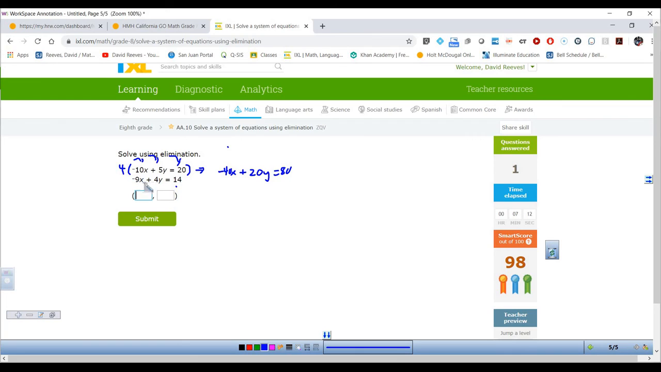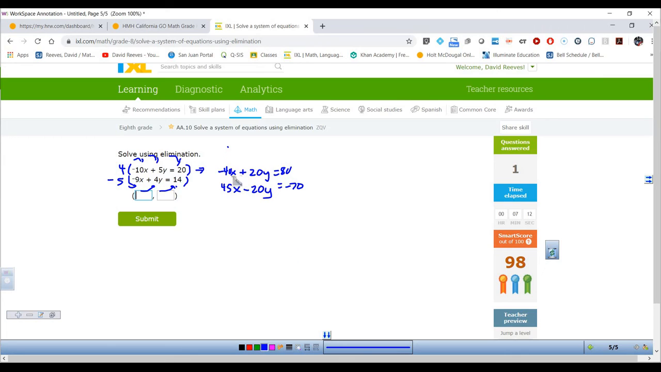And on the bottom, I'm going to multiply by 5, except I want these to be opposites, right? So I'm going to multiply by a negative 5. And again, I'm going to do it to everything here, right? So I'm going to get 45x, because a negative 5 times a negative 9 is a positive 45x, right? Minus 20y, there's my opposites, equals negative, let's see, 5 times 14. Well, that's the same as 7 times 10, negative 70.